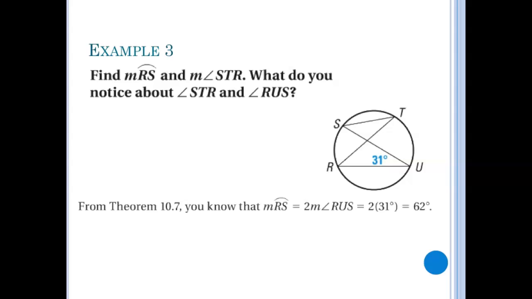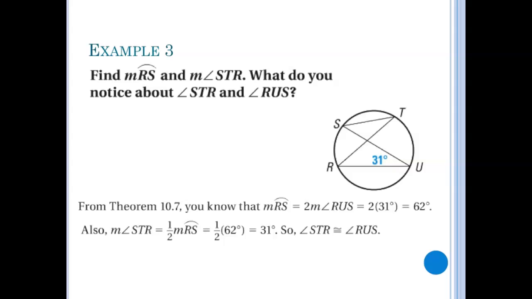Now, since we know that this is 62 degrees, if we're trying to find the measure of angle STR, we notice that the measure of angle STR must be half the measure of the arc that it intercepts, which is the arc we just found, arc RS. So the measure of angle STR must be 1/2 of 62, which is 31 degrees. So what do you notice about angle STR and RUS? They're actually equal to each other, and the reason that is the case is because they both intercept the same arc, so they are both half the measure of arc RS.